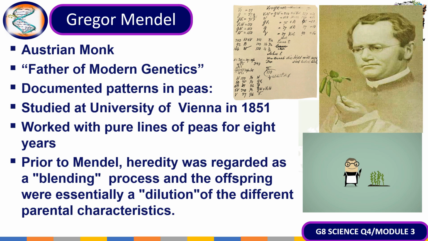Now, prior sa pag-aaral ni Mendel, yung heredity or yung pagpasa ng characteristic from parents to offspring is considered to be as blending. Yun yung acceptable. Ibig sabihin, combination of the two traits, or yung essentially a dilution of the different parental characteristics, which he later disproved based on the result of his experiment.